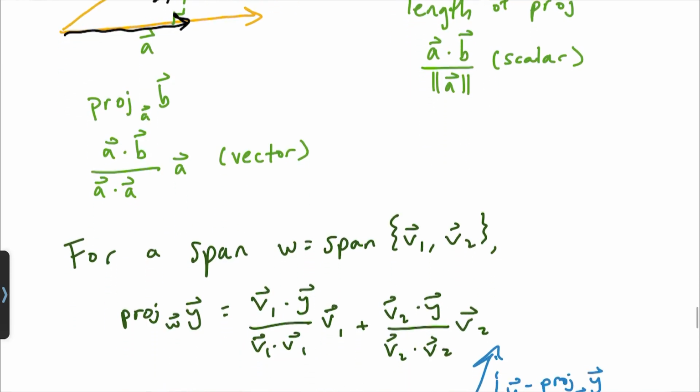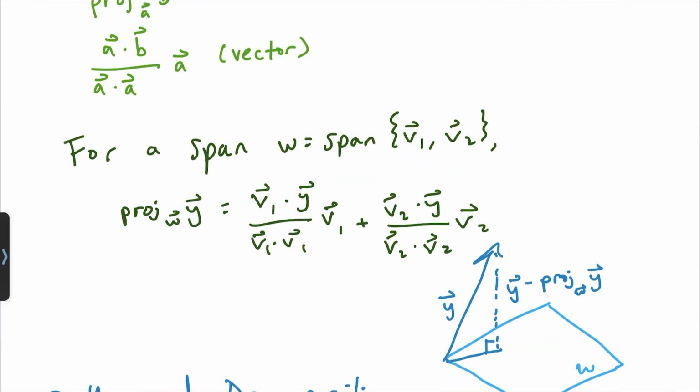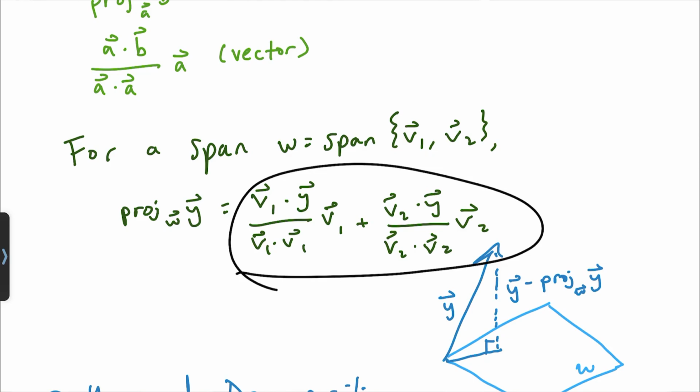And we're going to go through an example in a second here, but for a span, we can call it W here. For the projection of some y onto a span, or let's say in this case, a two-dimensional plane, we can add up these two different things here.